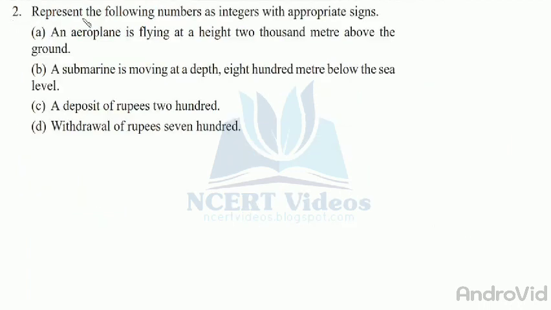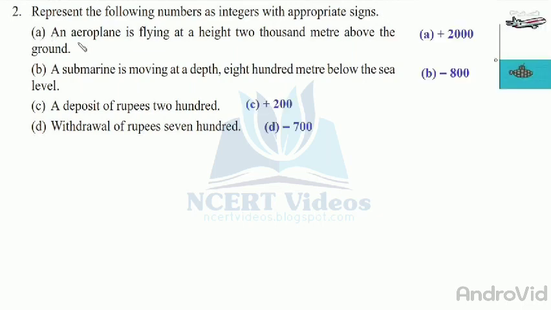Second, represent the following numbers as integers with appropriate signs. So first one is, an aeroplane is flying at a height 2000 meter above the ground. So we have represented it as, this is your ground level, 0 level, and above 2000 the aeroplane is flying. Therefore this is plus 2000. Now a submarine is moving at a depth 800 meter below the sea level. This is your sea level at 0 and below means negative 800. We have to represent in this way.